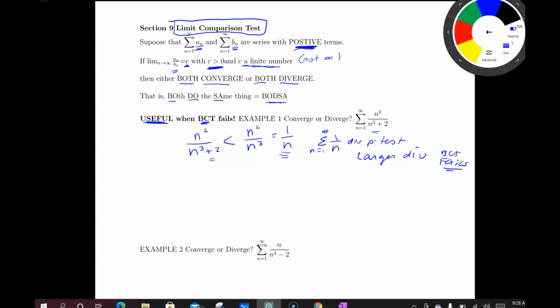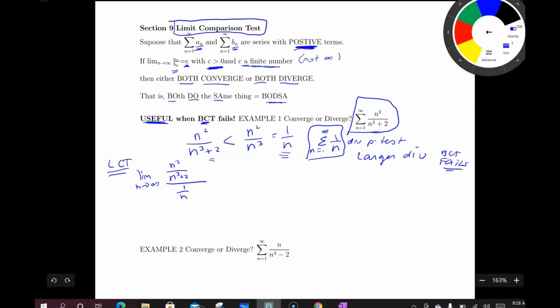Okay, so now I'm ready to go with my limit comparison test. My limit comparison test needs 2 sums. One of them has to be your original, and here's the other one, ready to go, right? So I'm going to take the limit as n goes to infinity of one of them divided by the other one. It doesn't matter which one you put on top. So I'm going to put the original divided by 1 over n. These are always fractions, so I'm always going to be multiplying by the reciprocal, right? So I get n squared over n cubed plus 2 times n over 1.